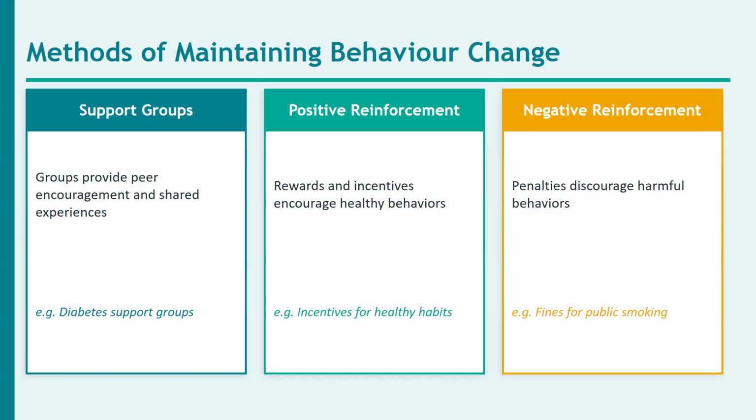Then once a behavior has been changed, there are different methods to maintain that behavior. And these are the support groups. That groups provide peer encouragement and shared experiences. For example, we make a diabetes support group. Then comes the positive reinforcement. Positive reinforcement rewards and incentives encourage healthy behaviors. So, for example, we give incentives for the healthy habits to people for having adopted a positive change. Negative reinforcement penalties discourage the harmful behaviors. For example, fines can be placed for public smoking.